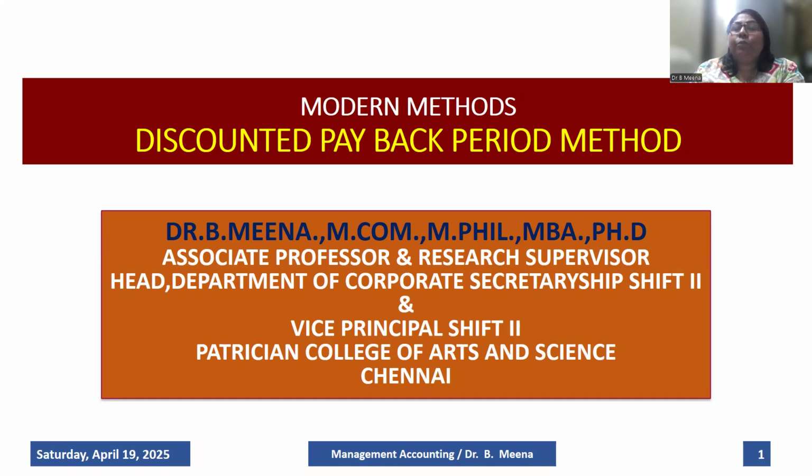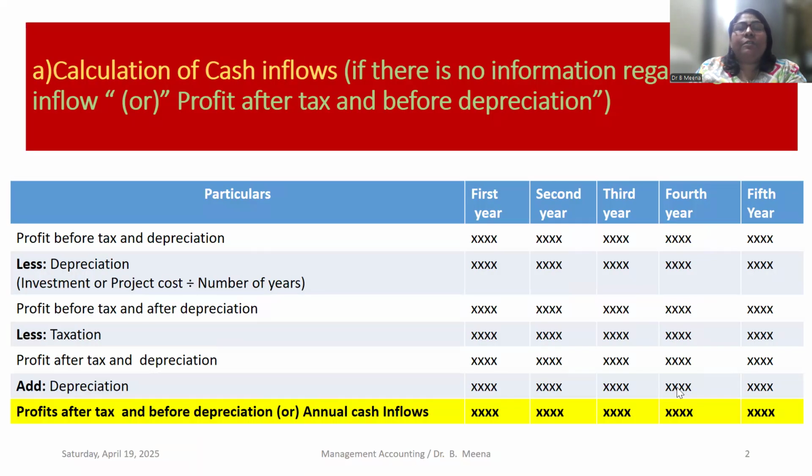In this video, I'm going to teach you one more method under modern methods, that is the discounted payback period method in capital budgeting techniques. As usual, as I discussed in the previous videos under capital budgeting methods, to calculate the annual cash inflows if it is not given in the problem, that is otherwise called profit after tax and before depreciation. The same format will be followed as I discussed in the previous videos.